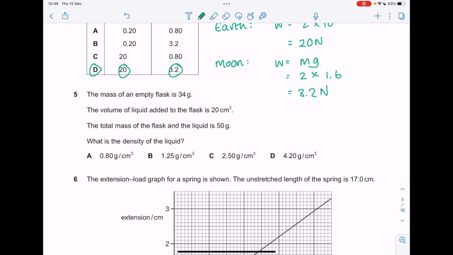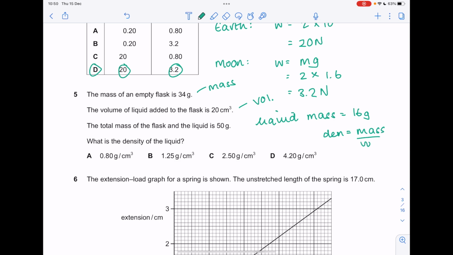The mass of an empty flask is 34 grams. The volume of liquid added to the flask is 20 centimetres cubed. The total mass of the flask and the liquid is 50 grams. So what does that mean in terms of the liquid's mass? Well, it's the difference between 50 and 34 grams, so it's 16 grams. And then we're being asked to find the density. So remember, density equals mass divided by volume. So that's 16 divided by 20, which is 0.8.